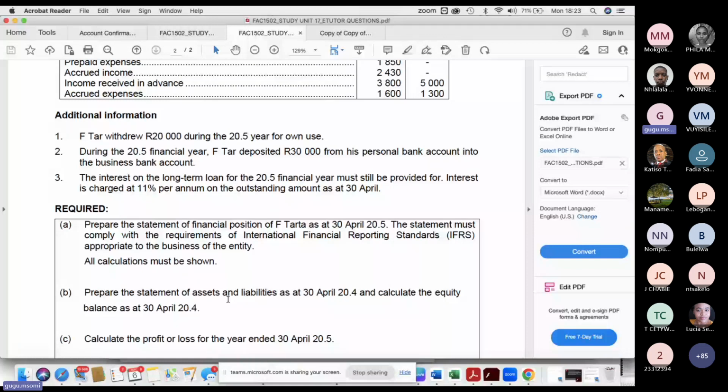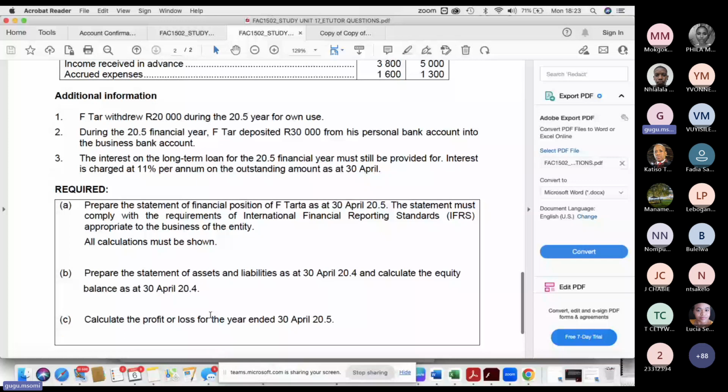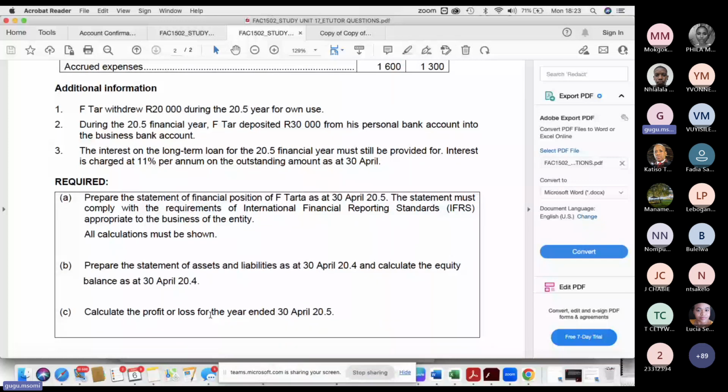Okay, and then the last question is calculate the profit or loss as at 2005. Okay, so hopefully everyone is clear on the question and the ask, and then we can go and slot through what they're trying to answer. We'll start with part A.